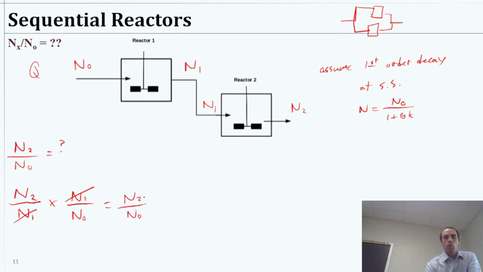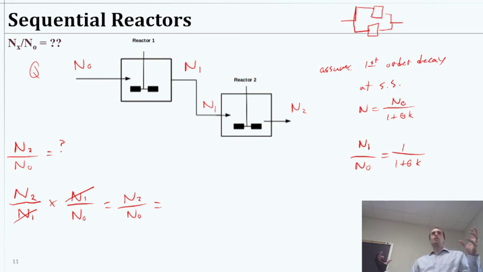Now, that also means that since you have the other side of these equations, right, you can solve this over here for, let's say this is N1 over N0, right? You could just divide both sides by N naught there and get 1 over 1 plus theta K. So you can get your mass balance in terms of N final over N initial for a given reactor, right? Then if you sequence them, then you need to merge those together.